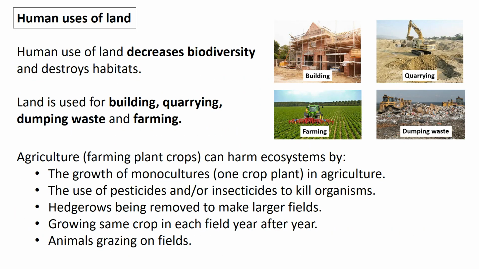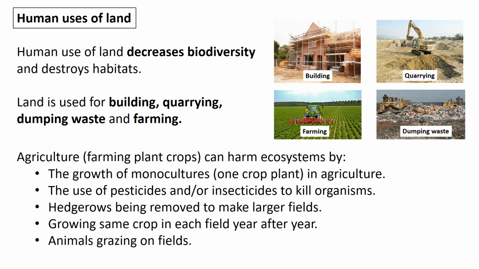So humans need to use land sensibly and mindfully, to think about how they are polluting the area and what the land might be used for. Because any use of land will decrease biodiversity and destroy habitats. And there are 4 main ways that land is used: building, quarrying, farming, and dumping waste.